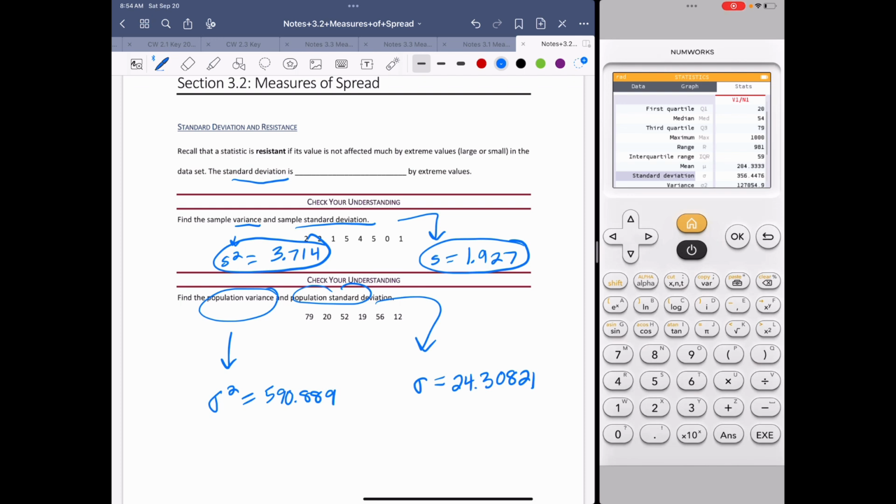Okay? The standard deviation changed a lot. The standard deviation is changed a lot by extreme values. The standard deviation is not resistant. It's like the mean. The standard deviation and the mean cannot resist the pull of those large numbers.